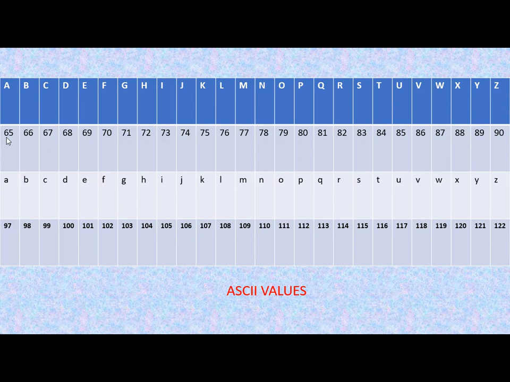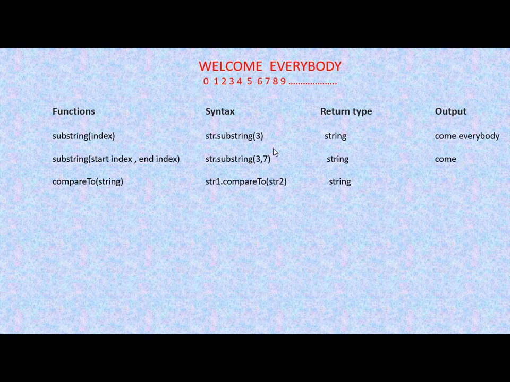So now let's see how this compareTo function works. Here we are with our compareTo function. This compareTo function will work with two strings. As you can see, there is one string 1 and string 2 is also there.